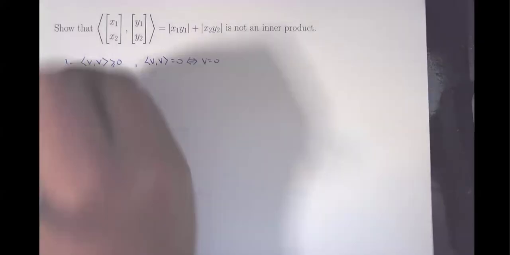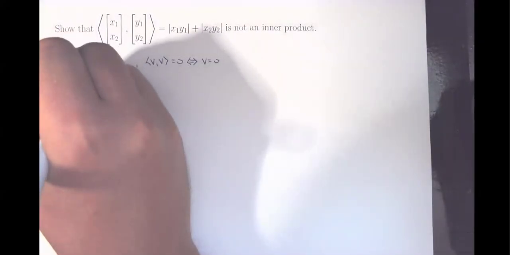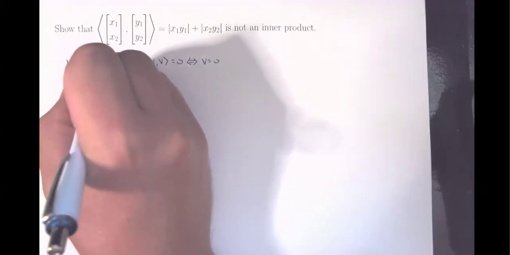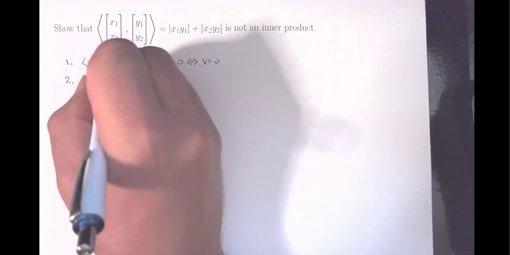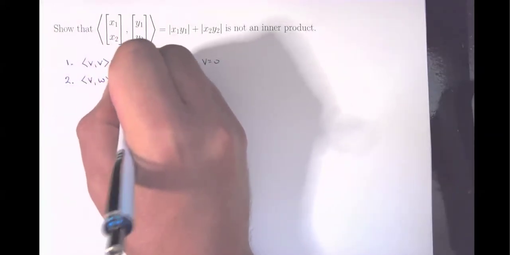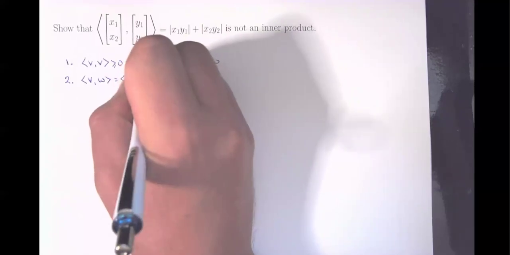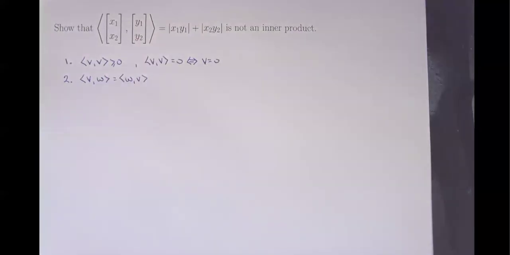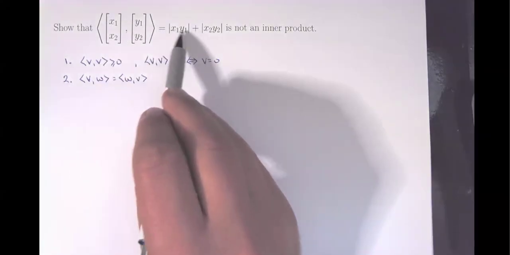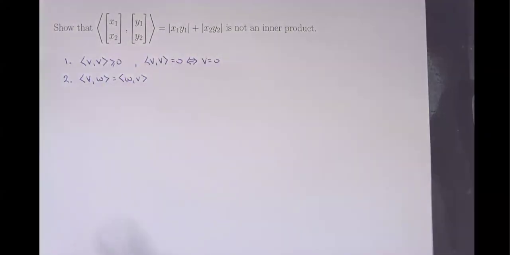Okay, next. The inner product of V and W, in this case, we're talking about real inner products, is equal to the inner product of W and V. Well, again, if you look at this, if you switch the role of x and y, it doesn't switch the value of the inner product. So this one is also satisfied.